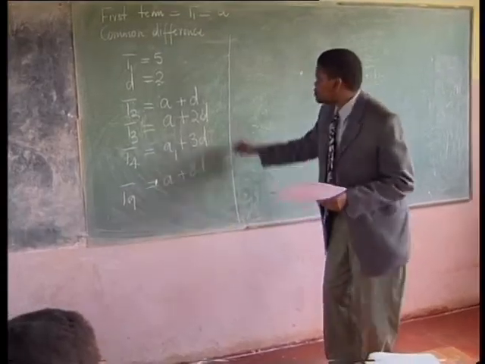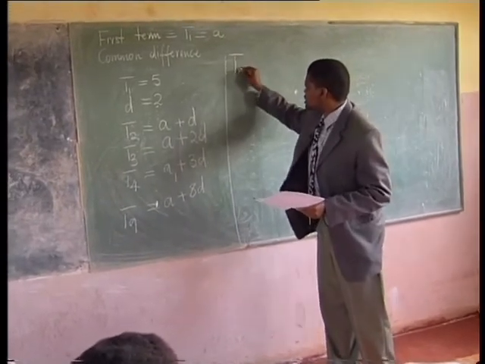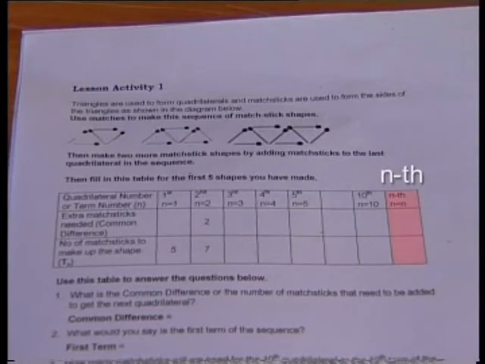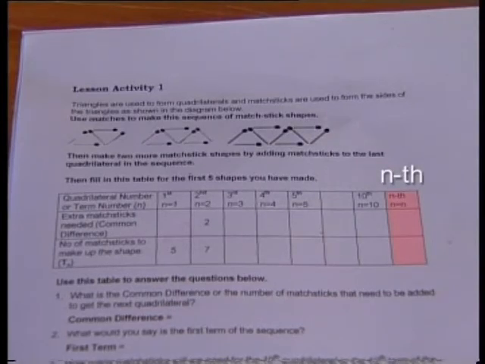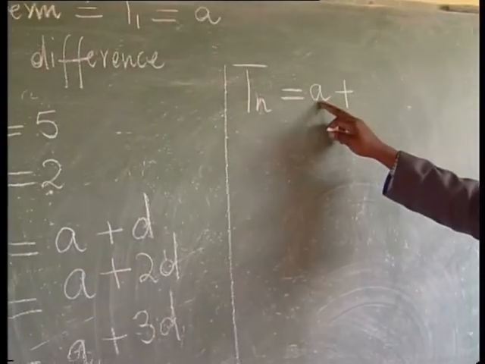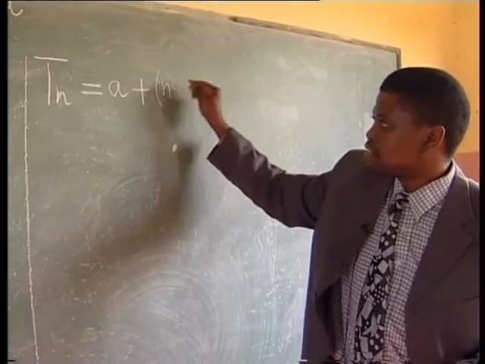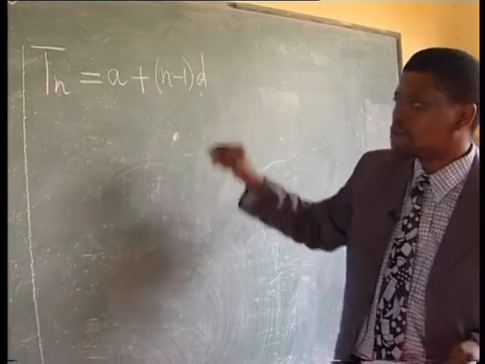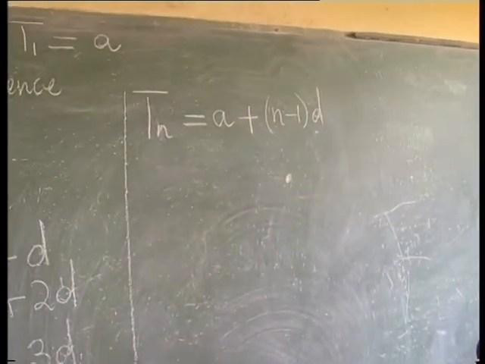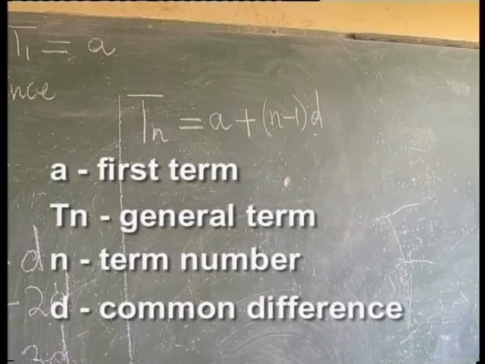They can now develop a general rule. This means that if you want to get to the nth term, what did you say will be your nth term? The nth term would be any term in the sequence. Tn is equal to the first term plus n minus 1 times the common difference. The nth term is equal to the sum of the first term and n minus 1 times the common difference. In this formula, A is the first term, Tn represents the general term, n represents the term number, and d represents the common difference.